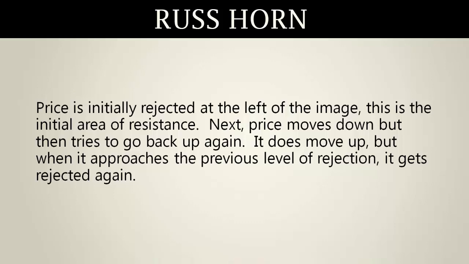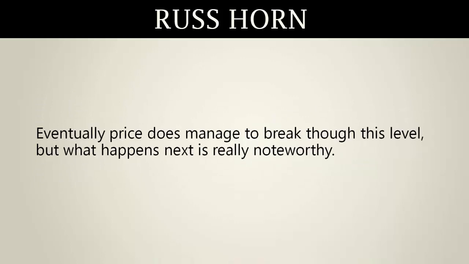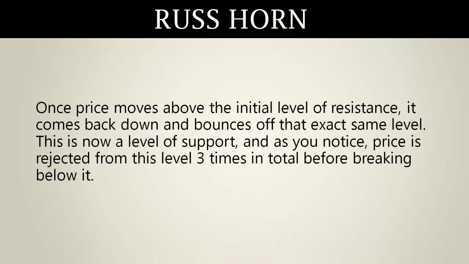Next, price moves down, but then tries to go back up again. It does move up, but when it approaches the previous level of rejection, it gets rejected again. Eventually, price does manage to break through this level, but what happens next is really noteworthy. Once price moves above the initial level of resistance, it comes back down and bounces off that exact same level. This is now a level of support. And as you notice, price is rejected from this level three times in total before breaking below it.